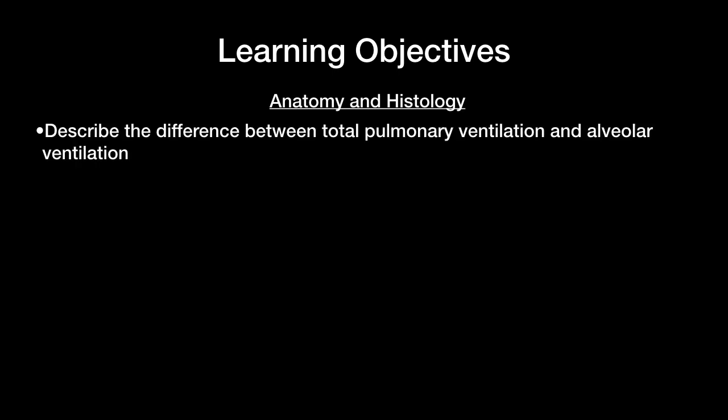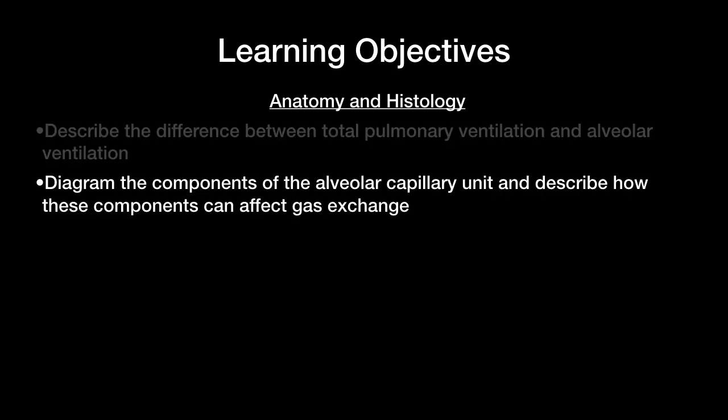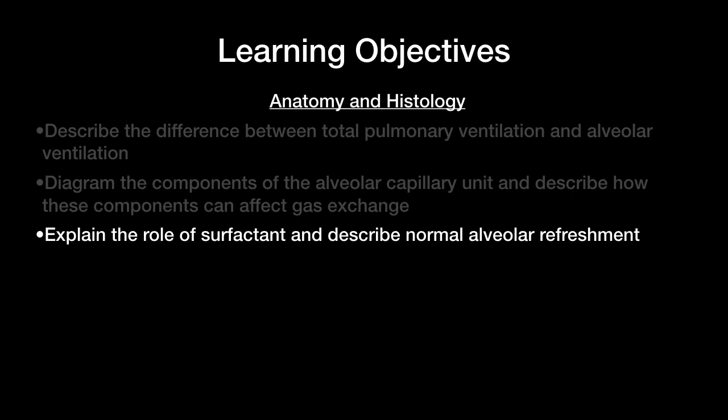The first way we're going to break up learning objectives is through anatomy and histology. You're going to be able to describe the difference between total pulmonary ventilation and alveolar ventilation. You're going to be able to diagram the components of the alveolar capillary unit and describe how these components can be affected in gas exchange. And finally, explain the role of surfactant and describe normal alveolar refreshment.